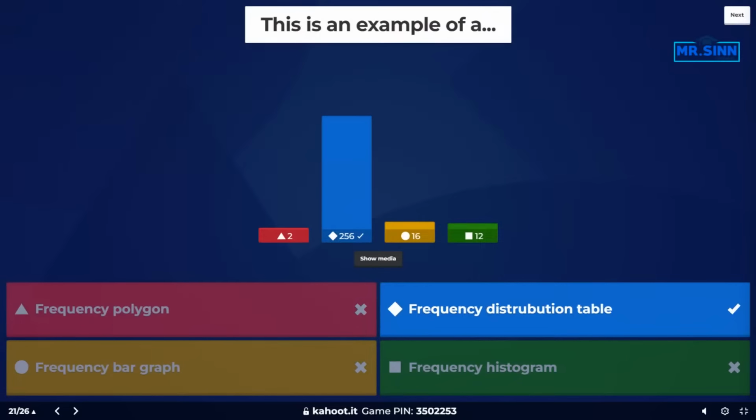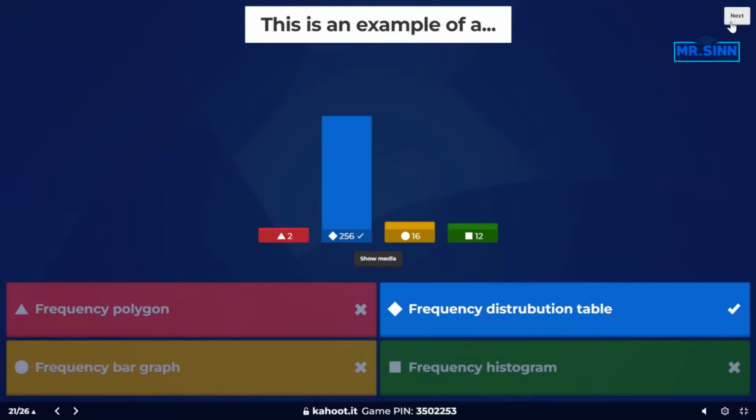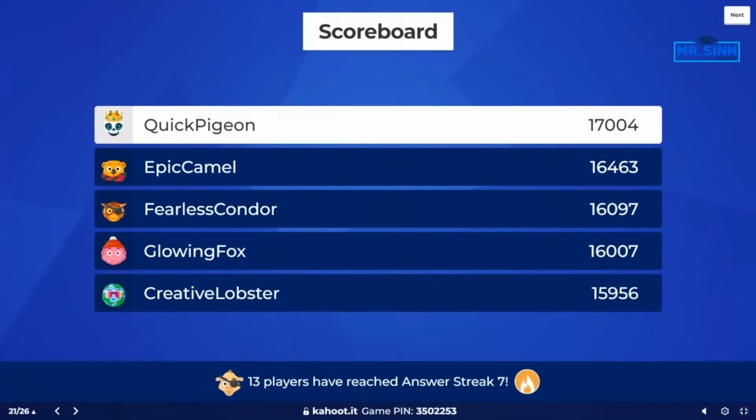All right. The majority of people got this. It is a frequency distribution table. Yes, it even says frequency on it. So there are different ways of presenting data, and it's good to have an understanding of them.